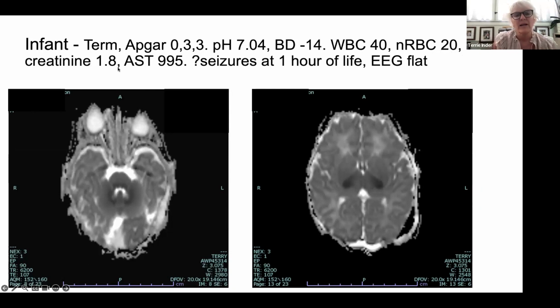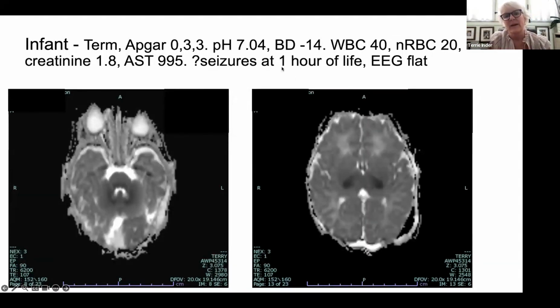In addition, I really like getting labs at admission. So I don't wait 12 hours to get everything because this is very informative to me. So these were taken within the first few hours of life. The creatinine was already elevated, 1.8, and so was the transaminases. The AST was 995, and this was within the first 2 hours of life. The baby was also noted to have some abnormal movements at the outside hospital, and they're not sure whether those were seizures or my suspicion was they were actually brainstem release myoclonus.